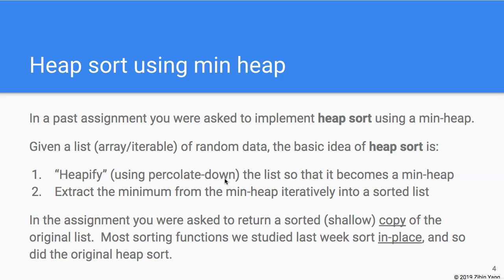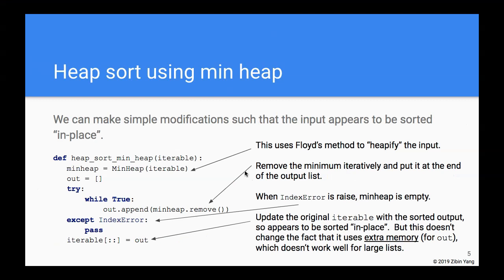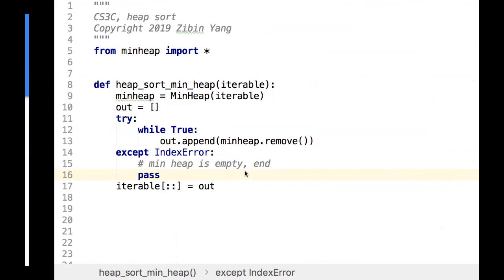And if you remember from the assignment, you were asked to return a sorted shallow copy of the original list. You're not asked to sort the input in place. However, most of the sorting functions that we've studied so far sort in place, and so did the original heap sort. So, in order to sort in place, we can make a very simple modification so that it appears to be sorted in place.